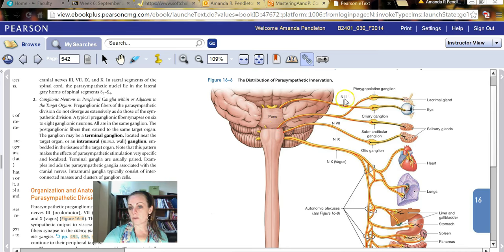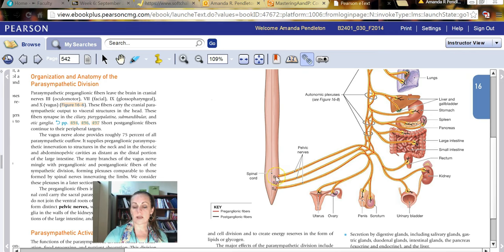that's what this N3 means, that cranial nerve 3, which is oculomotor, cranial nerve 7, which is facial, 9, which is glossopharyngeal, 10, which is vagus, or there are some that come out of the sacral regions, sacral nerve 2, 3, and 4, although I should point out that they're not using ventral roots, okay? They're using an alternate path out of the spinal cord.